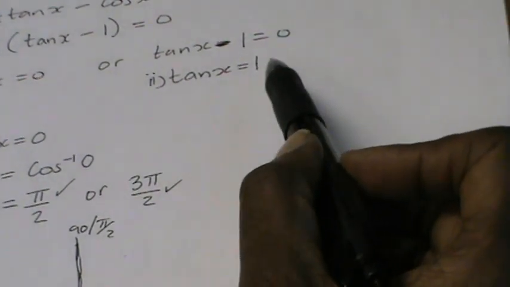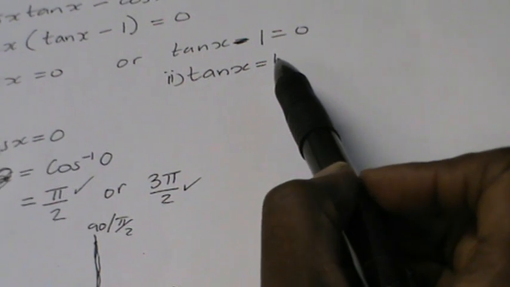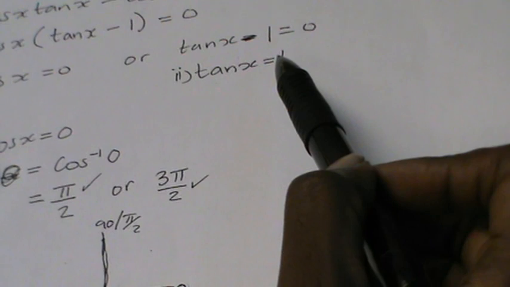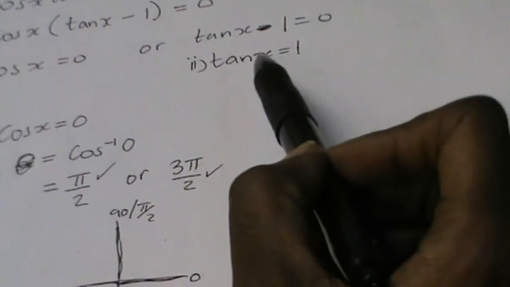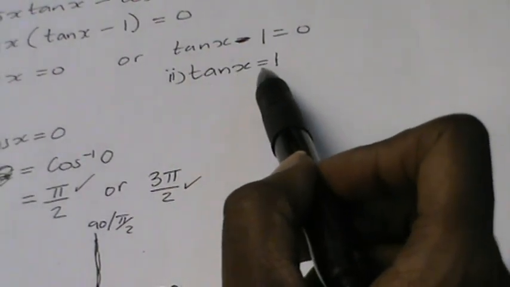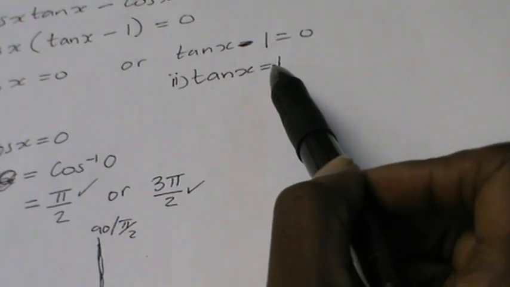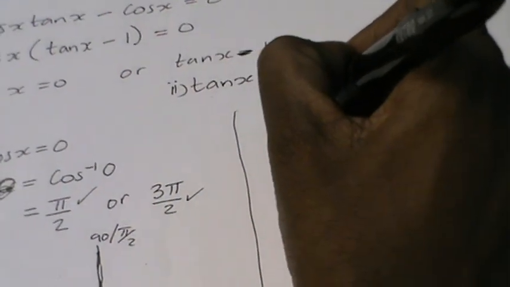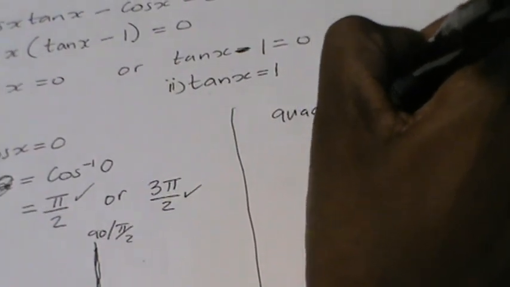I have tan x is equal to 1. Now this one, because 1 is a positive number, I have to follow the steps that I did in the previous one. So step number 1 was to rewrite it as tan x is equal to something. So I made tan x the subject of the formula. Step 2 was the quadrants.